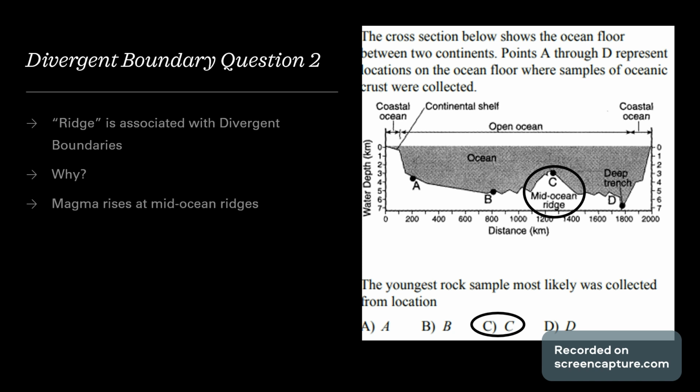So magma is rising here at mid-ocean ridges. It cools and makes new rocks. And then the farther we get away, the older the rocks are going to be. So we have really young rocks at C, and then B and D, relatively similar ages, and then A are going to be our oldest rocks here, the farthest rocks away from our mid-ocean ridge.